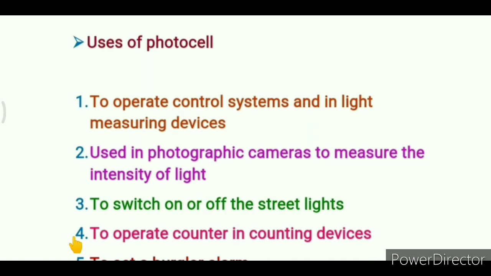Now, suppose the source of the ultraviolet radiation is kept near the passage or entrance of, for example, a mall or a house, and the light is made incident on the cathode of a photocell. The photocurrent is generated, and when the person passes through the passage or comes near the entrance, the incident light beam is interrupted and the photocurrent stops.